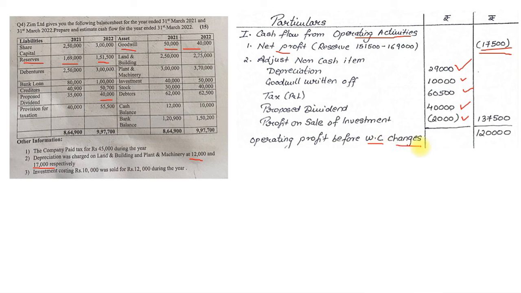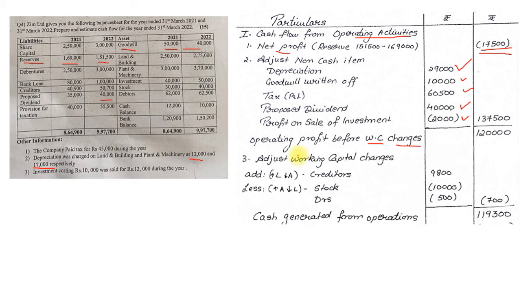Since it is before working capital changes, our next heading will be third, adjusted working capital changes. Under that, you make two parts, add and less. Add, you may keep the heading LAAL. You remember the word LAAL, L-A-A-L. LA meaning increase in liability, decrease in asset. AL will be increase in asset, decrease in liability. This is for all your current assets and current liabilities other than cash and bank.